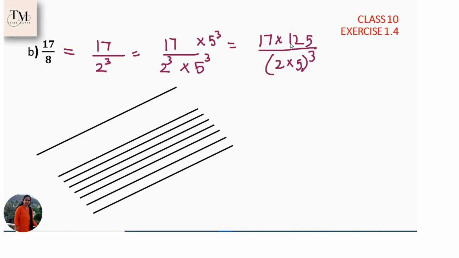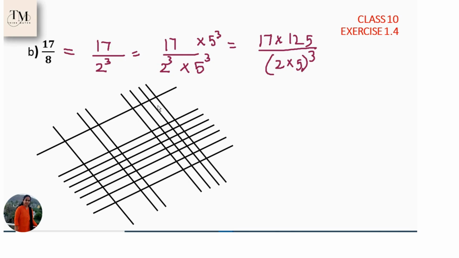For the next number 125, you have to draw lines in this direction. For the number 1, 1 line. For the number 2, 2 lines. For the number 5, 5 lines: 1, 2, 3, 4, 5. Next you have to find the answer using intersection points.